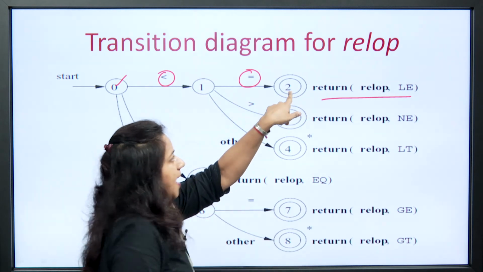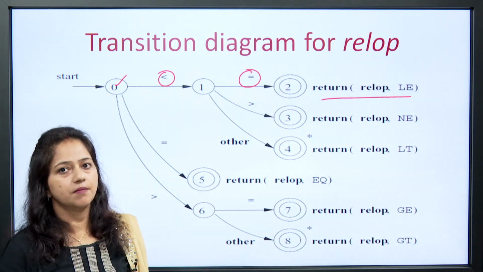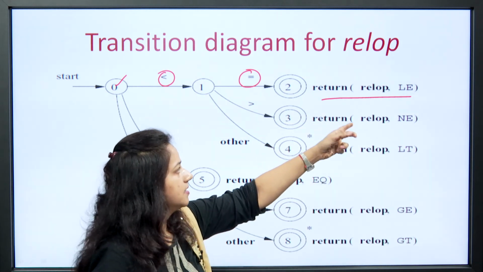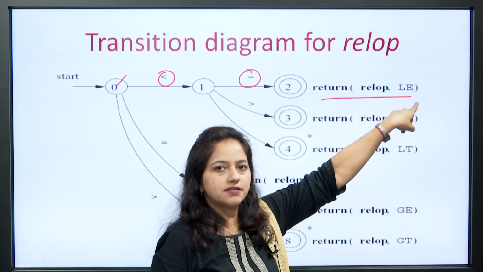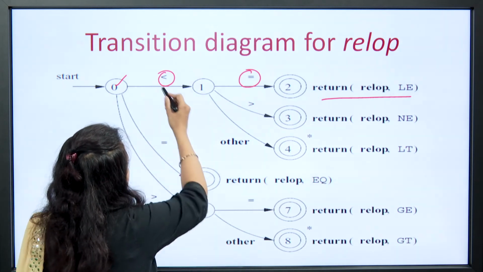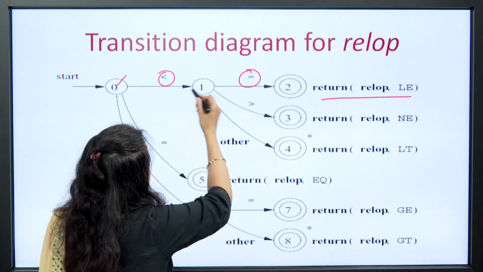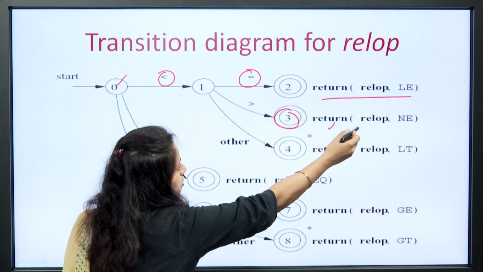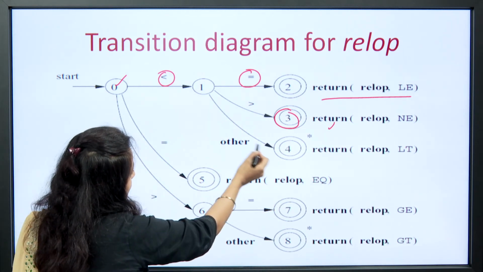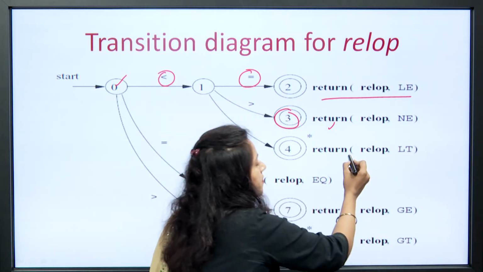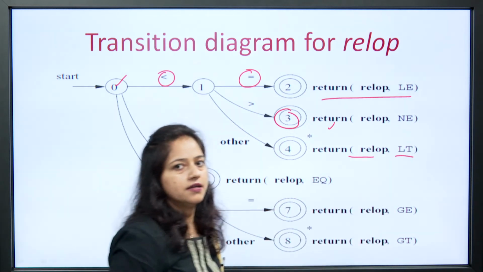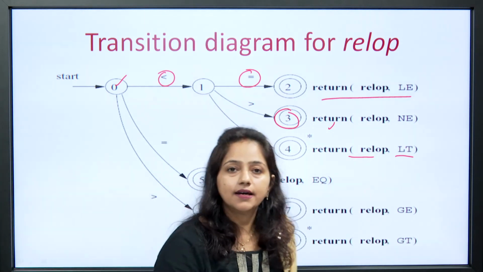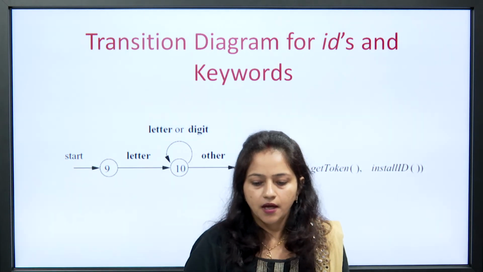So, at this state some function, some activity, is taking place. This state is returning the token and its attribute. Similarly, if not equal is there, we will move to this state, and a token will be produced for not equal. If there is another symbol, it means this is actually the relational operator less than. Similarly, we can add transitions here for all the operators.